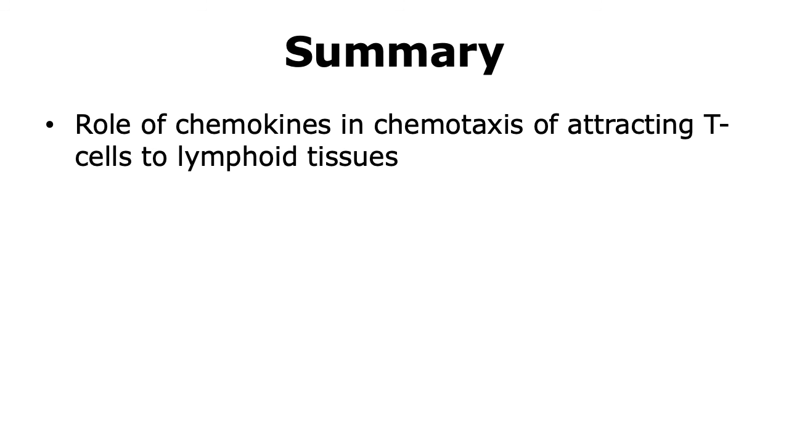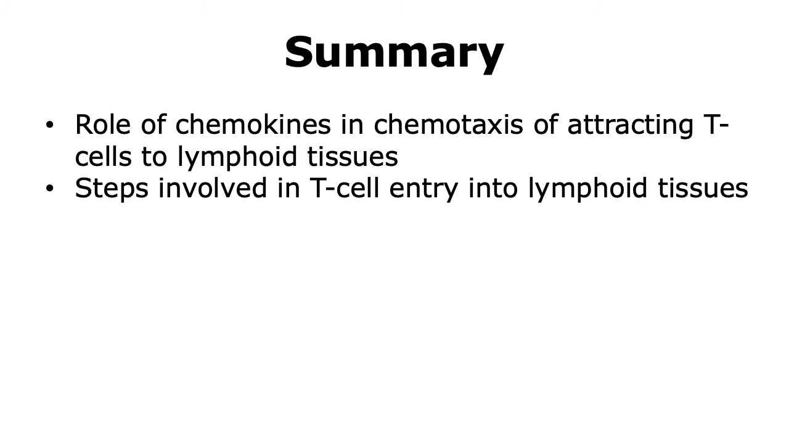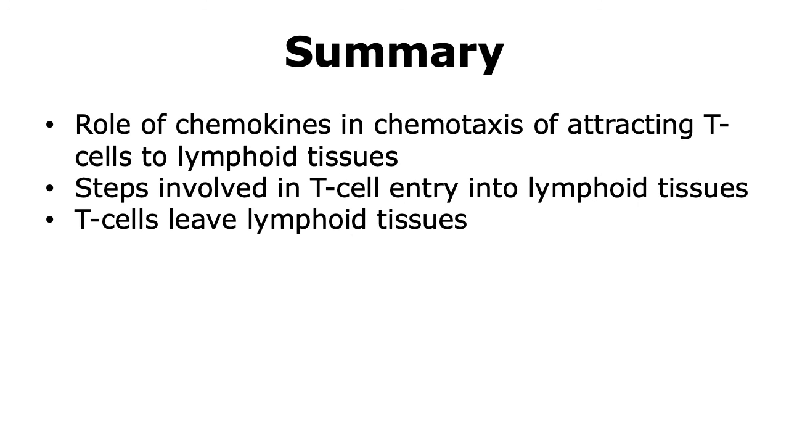With this, we come to the end of our talk, where we learned about the role of chemokines in helping T cells to come to lymphoid tissues and the steps involved in T cell entry into the lymphoid tissues. We also learned about how T cells are able to leave lymphoid tissues.